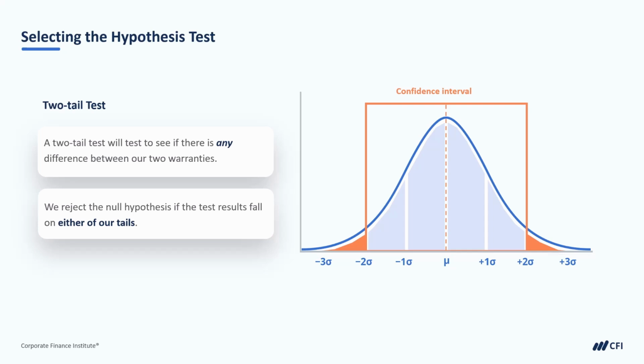The area in the middle is our confidence interval. It contains 95% of all expected samples. 95% of the time, we'd expect our results to fall within the confidence interval, assuming the null hypothesis is true. The areas colored in orange each contain 2.5% of all expected samples. Together, they contain 5% of all expected samples. If you recall, 5% is our alpha value.